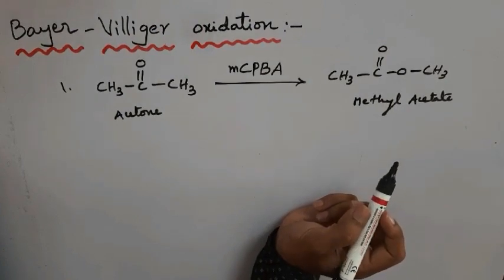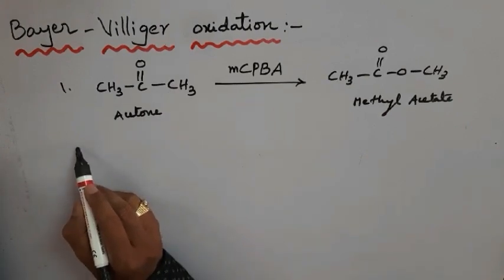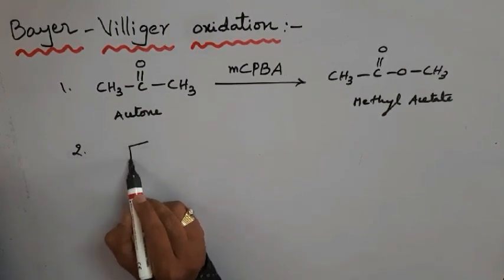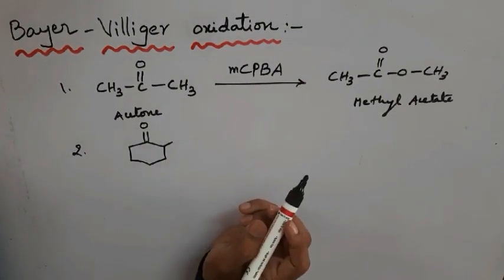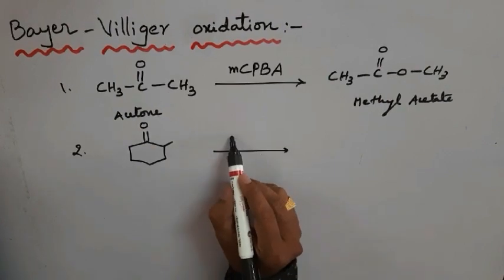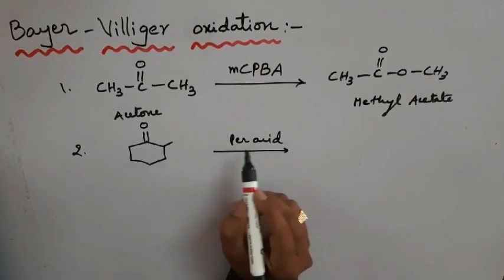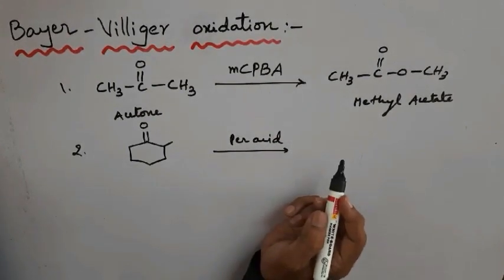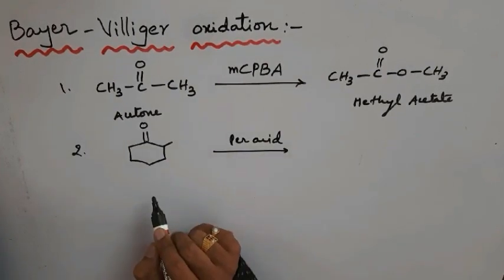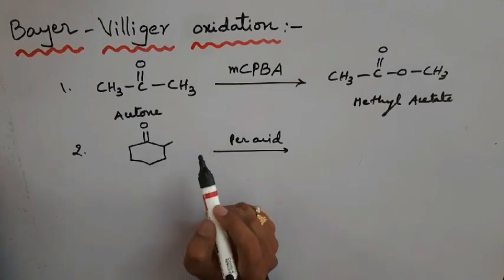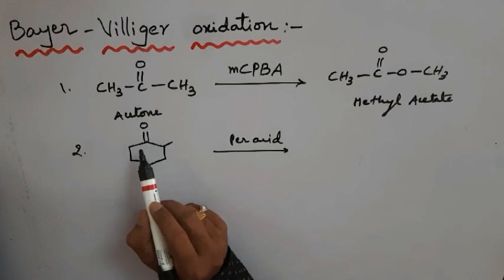Now, if I take an unsymmetric ketone, then what is the product obtained? Let me consider a cyclic ketone here. I have taken this and I am treating it with a peracid. It need not be metachloroperbenzoic acid all the time; even performic acid or peracetic acid can be considered. Immediately you get a question: will the oxygen from the peracid be inserted at this place or at this place?